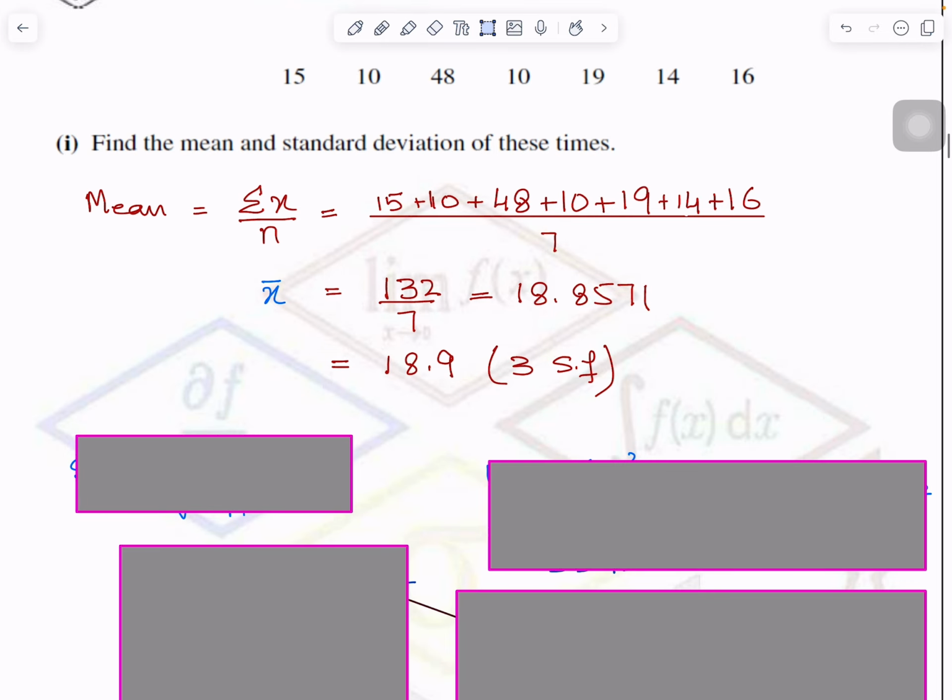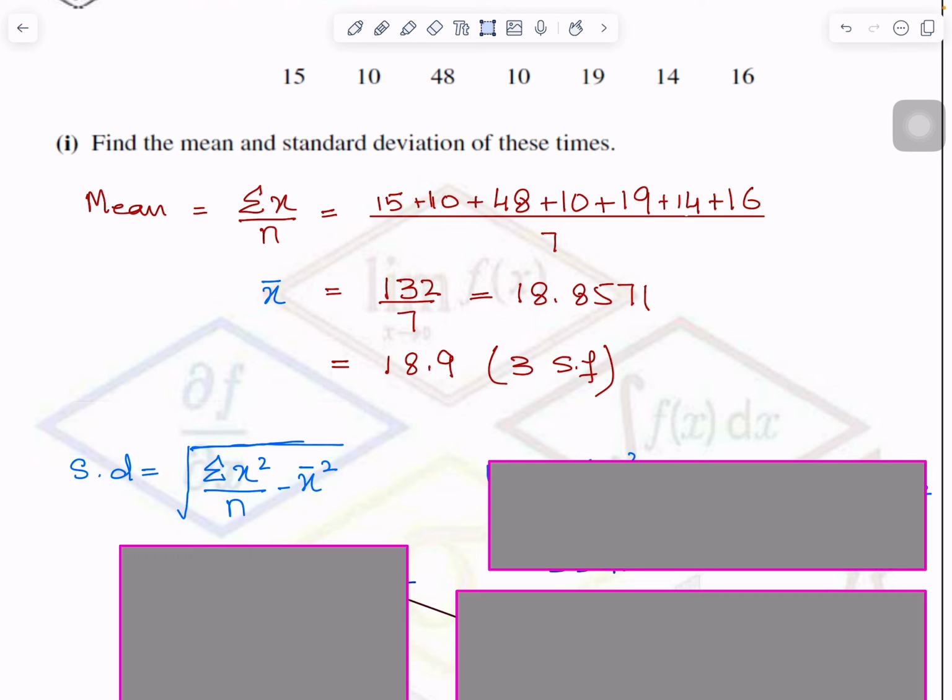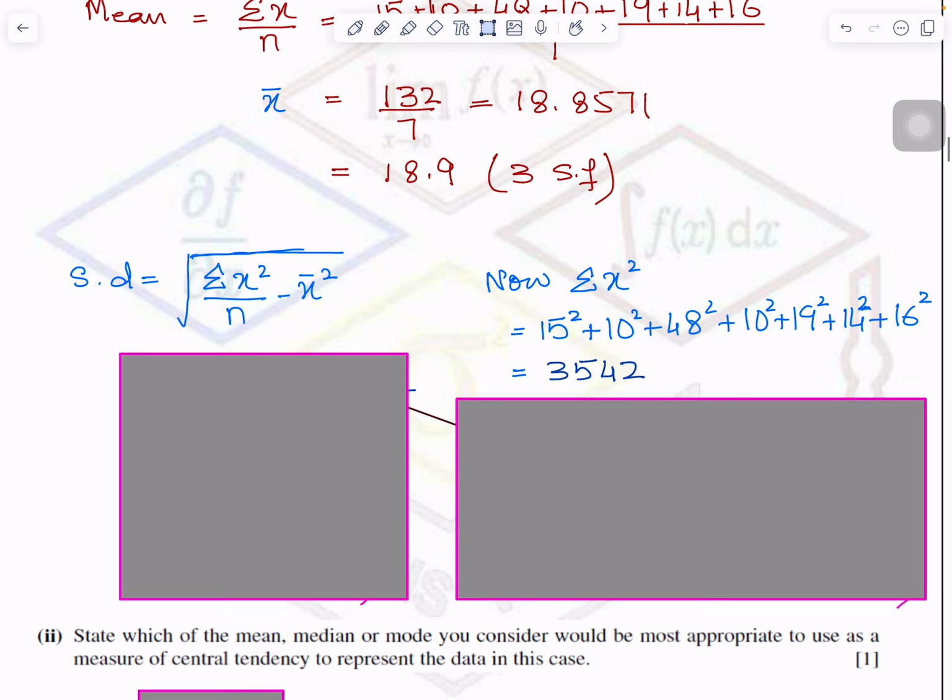Then, about the standard deviation, you will use this formula: sigma x squared divided by n, minus mean squared. Sigma x squared means you take the data given to you, square it, and then add up. The mean we have already calculated as 18.9, and this is to 3 significant figures. The actual answer is 18.8571. You can see it here.